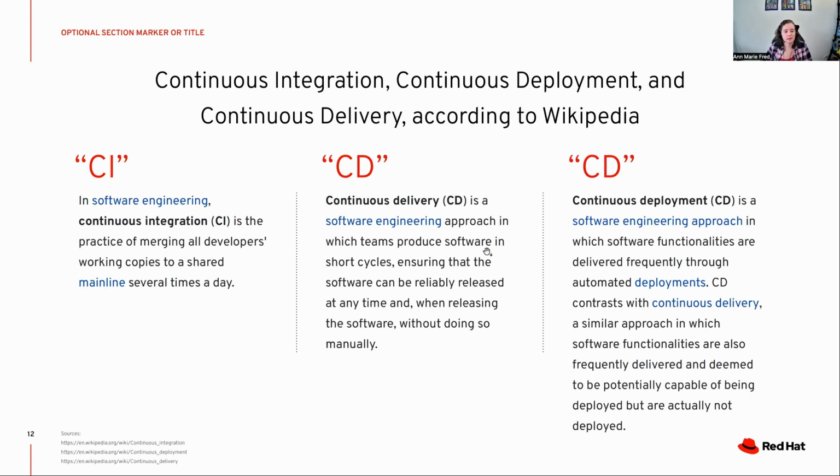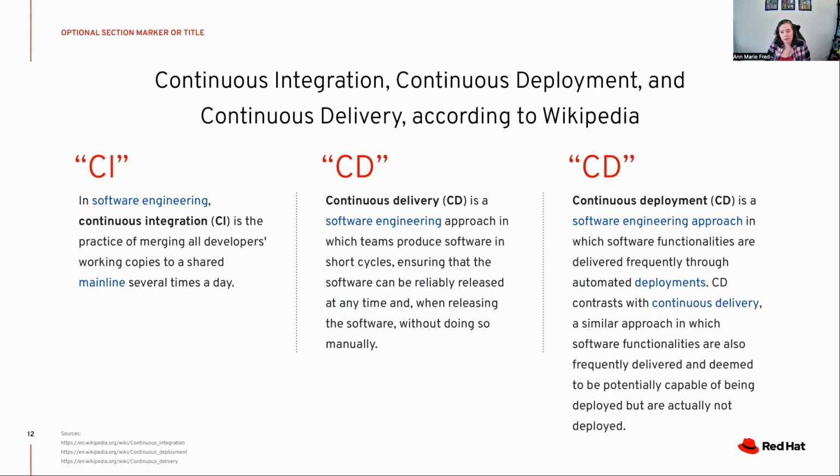First we'll start with some basics: continuous integration, continuous deployment, and continuous delivery, according to Wikipedia. Continuous integration is the practice of merging developers' working copies to a shared mainline several times per day, and it includes things like automatically building and testing your software. Continuous delivery is a software engineering approach in which teams produce software in short cycles, ensuring that the software can be reliably released at any time, and when releasing the software without doing so manually.